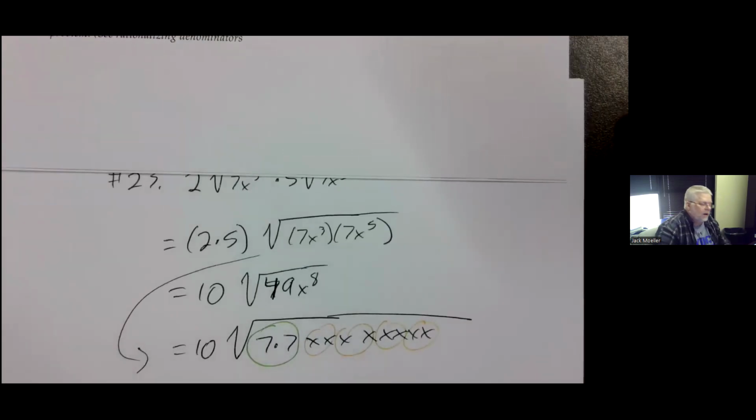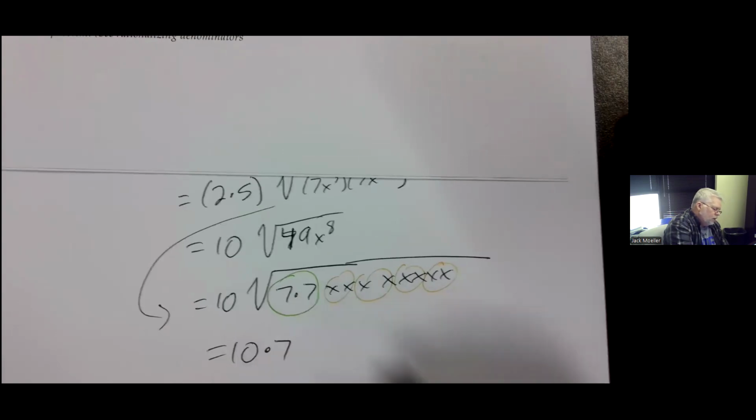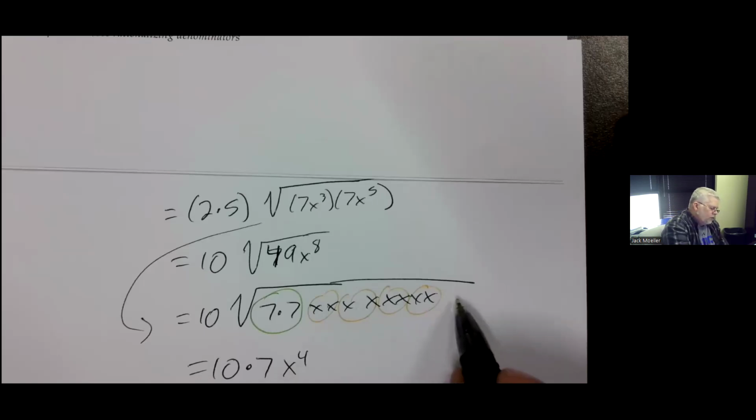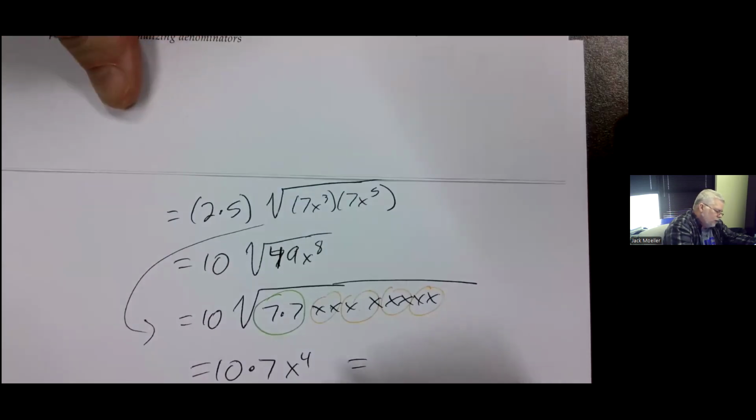So what's going to come outside the radical? Well, there's 1, 7. And then 1, 2, 3, 4 pairs of x's, so that would be x to the 4th. With nothing left over, because there's no 7s left, there's no x's left. So that would be 7 x to the 4th.